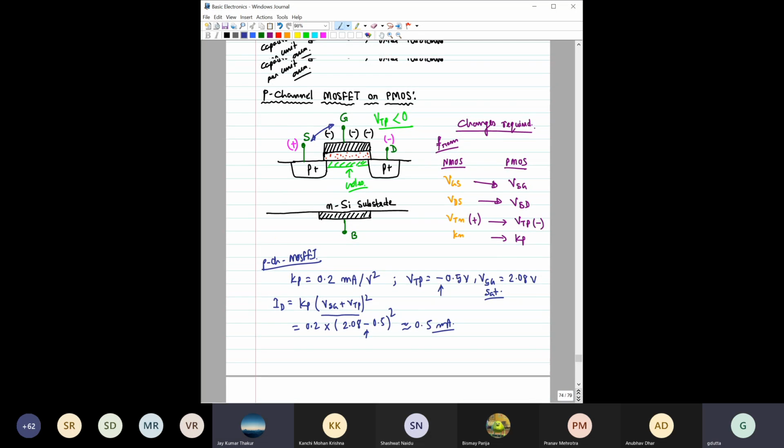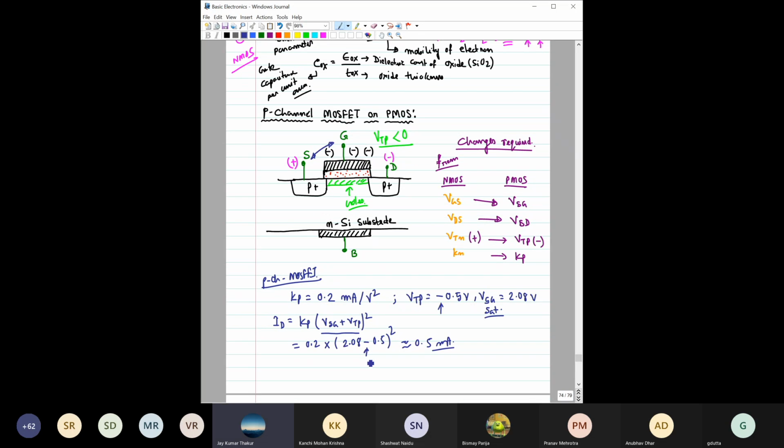Sir, can VTP be positive here in any case? VTP actually depends, but typically for all these MOSFETs that we will be using here, we will get VTP as negative only. But it's not impossible to make the threshold voltage positive. It's possible. Okay, sir.